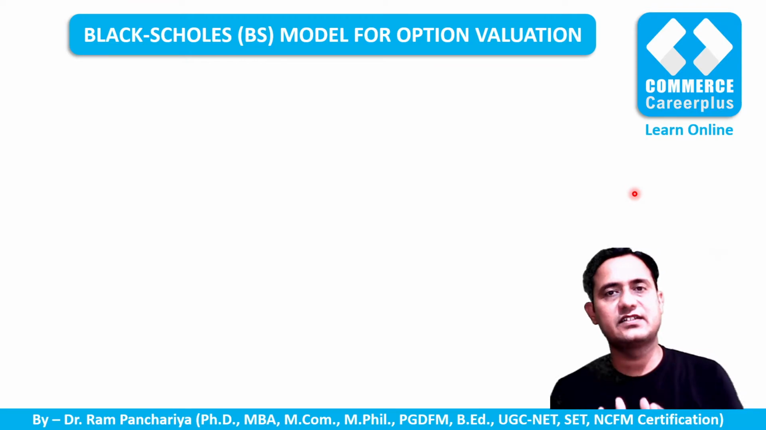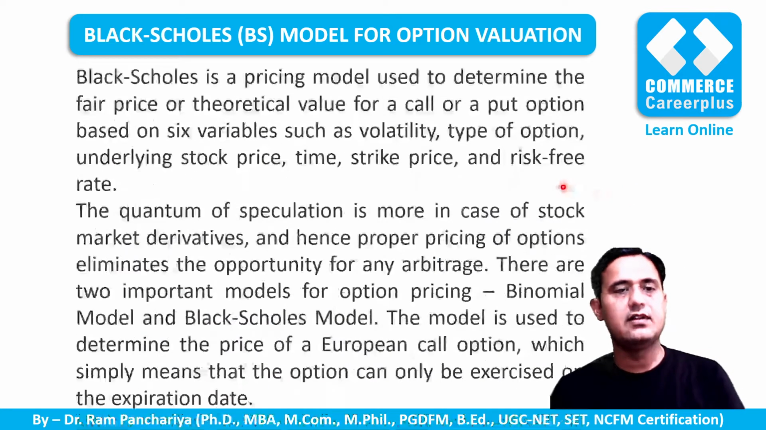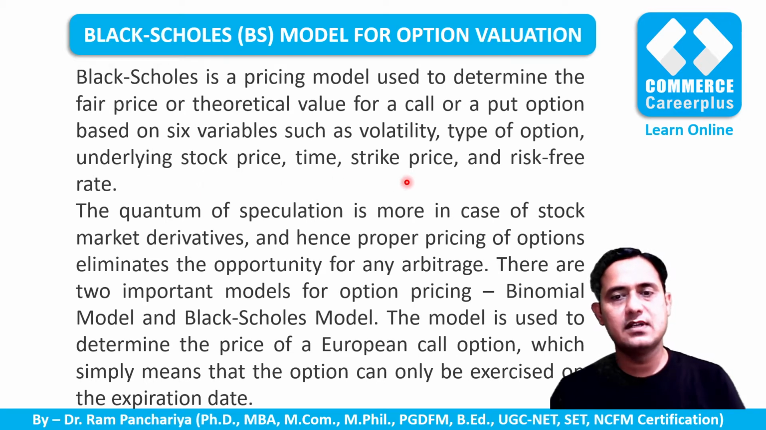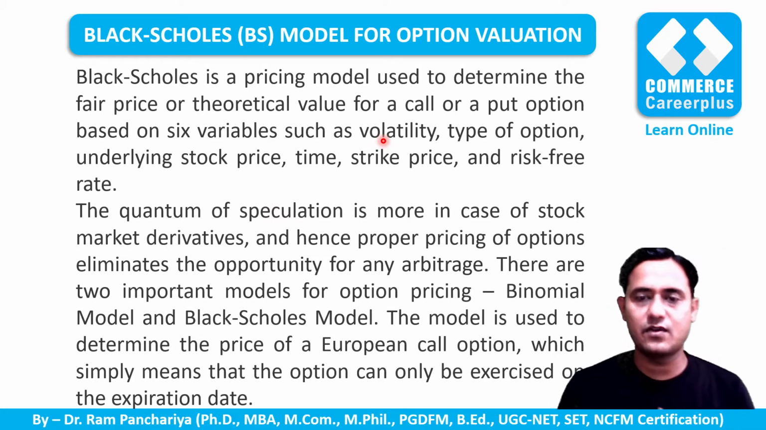So first of all, we will discuss the basic concept of the Black-Scholes model. Black-Scholes is a pricing model used to determine the fair price or theoretical value for a call or a put option based on 6 variables such as volatility, type of option, underlying stock price, time, strike price, and risk-free rate. Volatility means the standard deviation of the return, or the variation of the return.